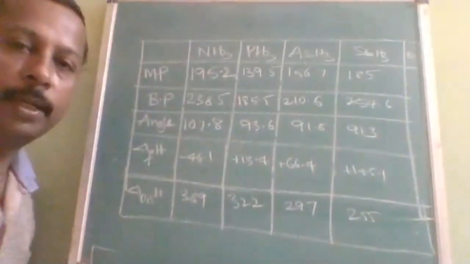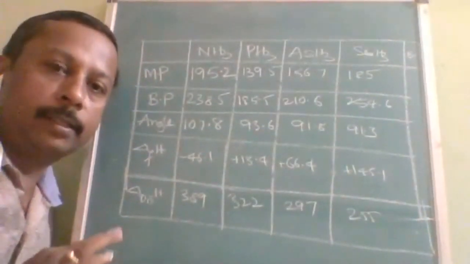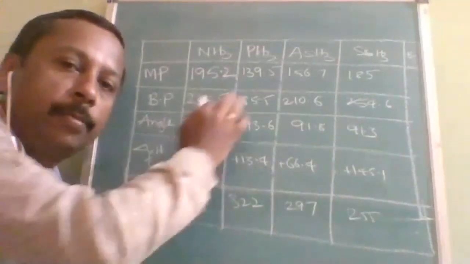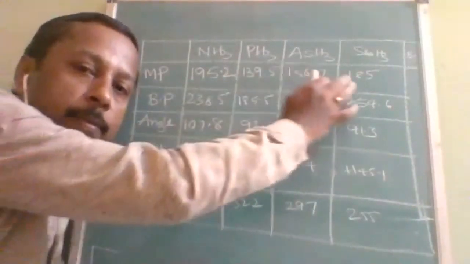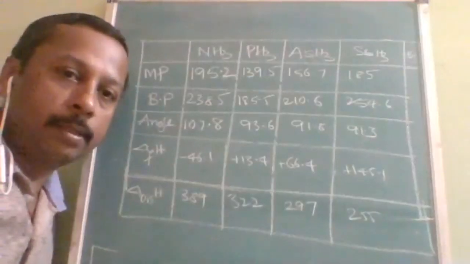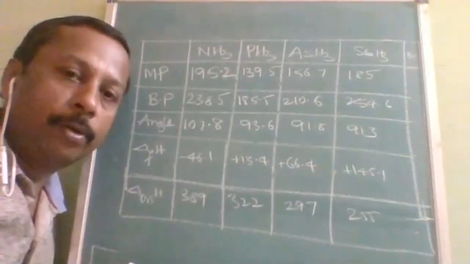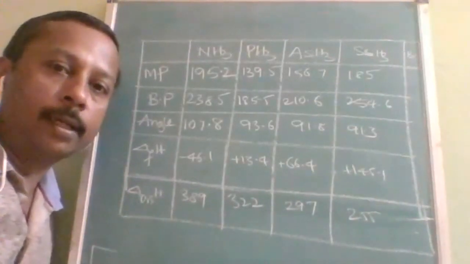Now, how to memorize these values? In the last 5 to 10 years, they never asked what is the melting point of PH3 or what is the melting point of SbH3. They always asked either lowest or highest, or second lowest, second highest, like that.